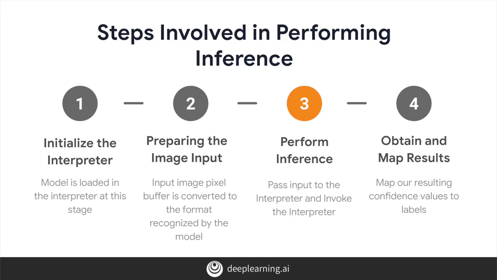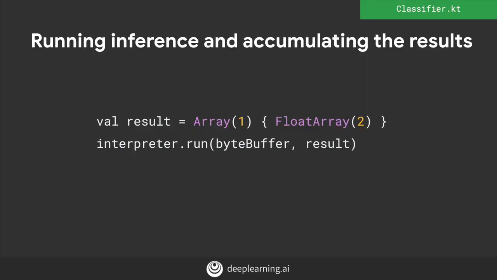Now that the input is prepared, the next step is to run the inference by calling the interpreter. This is the easy part. It's just 2 lines of code, so let's look at them one by one.